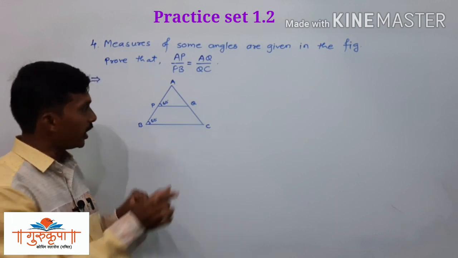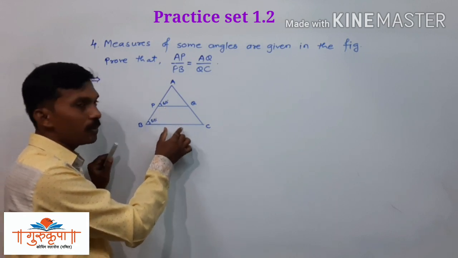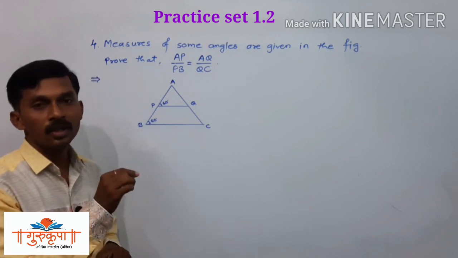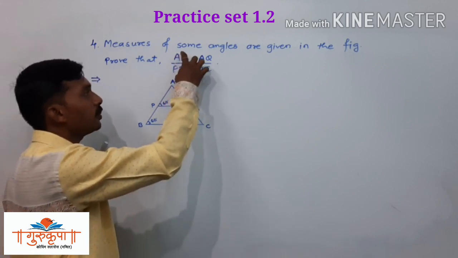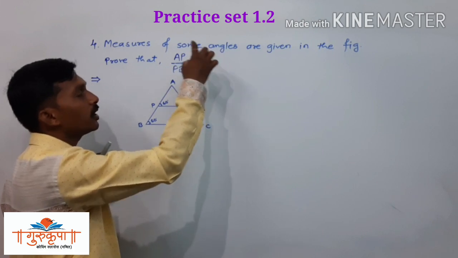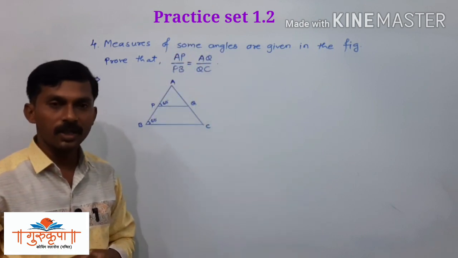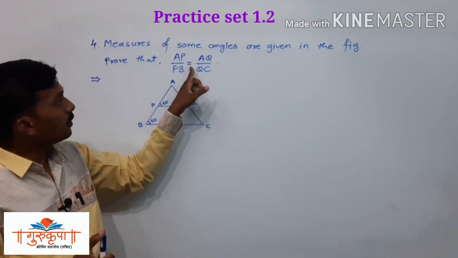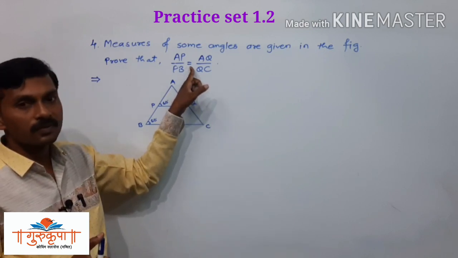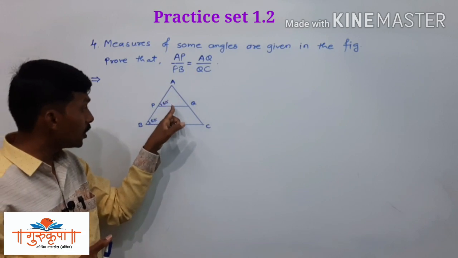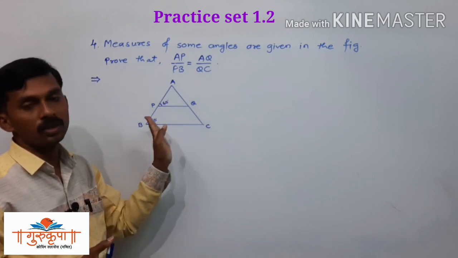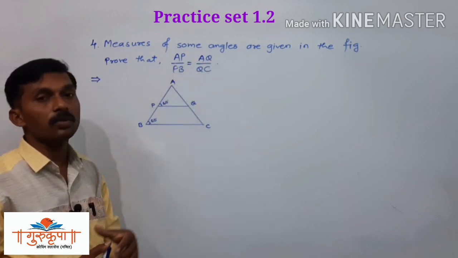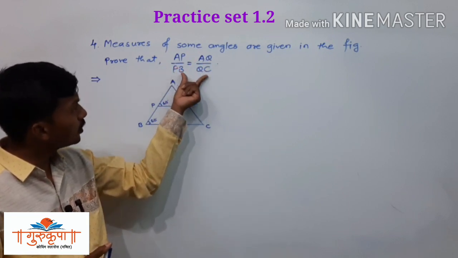If we prove that PQ is parallel to BC, then by using the basic proportionality theorem, definitely we can write this statement: AP upon PB is equal to AQ upon QC. That is a very important thing. It can be proved if and only if PQ is parallel to BC; otherwise it is not possible to prove that AP upon PB is equal to AQ upon QC. That is the basic proportionality theorem.